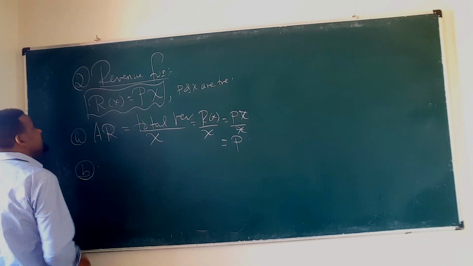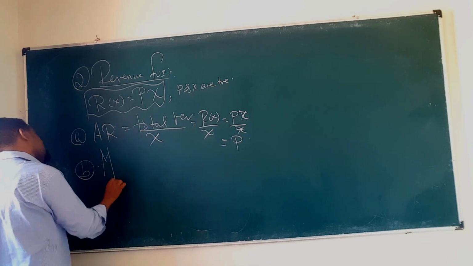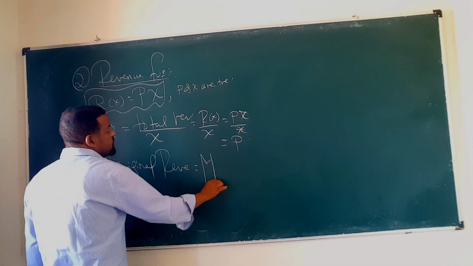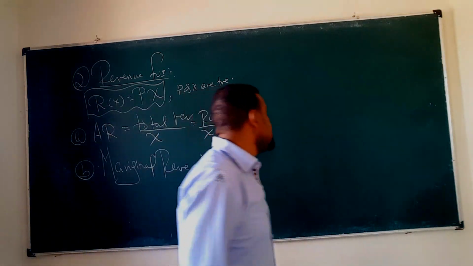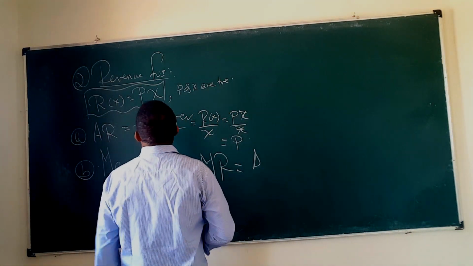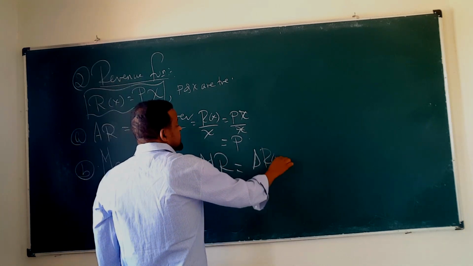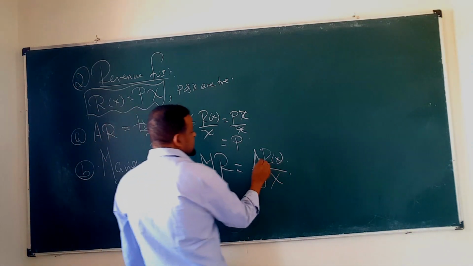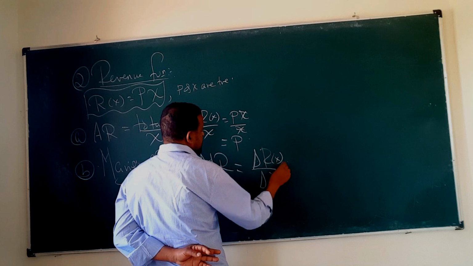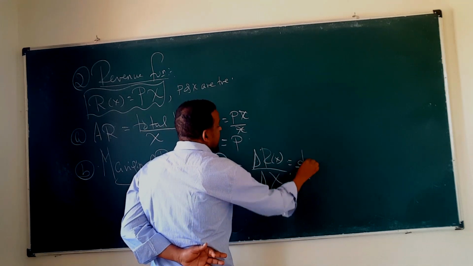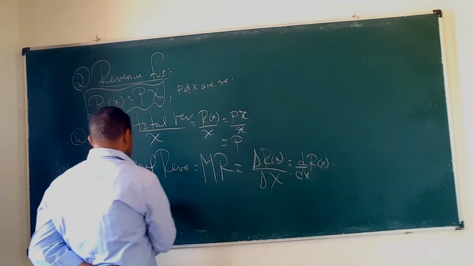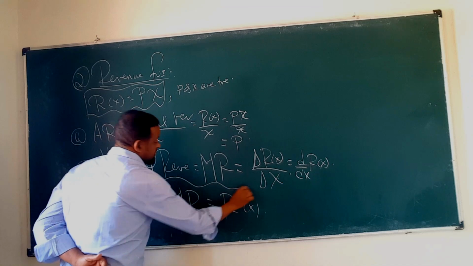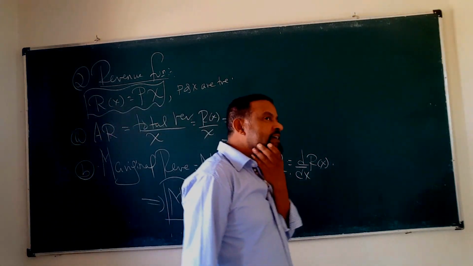Now, the second terminology in this revenue function is the marginal revenue function, which is denoted by MR. It is the change in the total revenue function R of X over the change in the quantity, or the output X. So this is the rate of change of the total revenue with respect to X, which is the derivative d by dx of the revenue function R of X. So the marginal revenue is given by simply the derivative of the total revenue function.